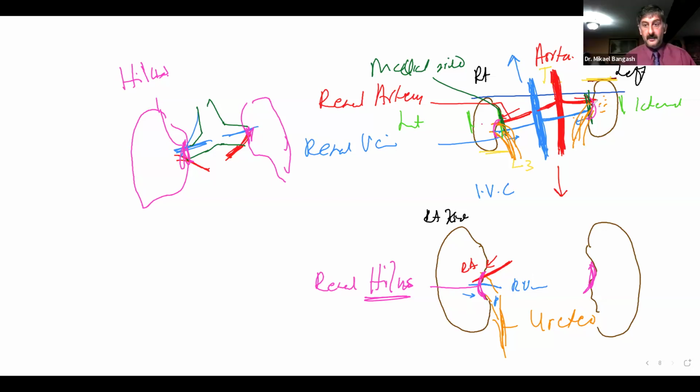So this is your right kidney, this is the left kidney. It is on the medial side of both of the kidneys, where the arteries will enter, the veins will leave, and so will the ureters. So this area of both of your kidneys is what we call the hilus.